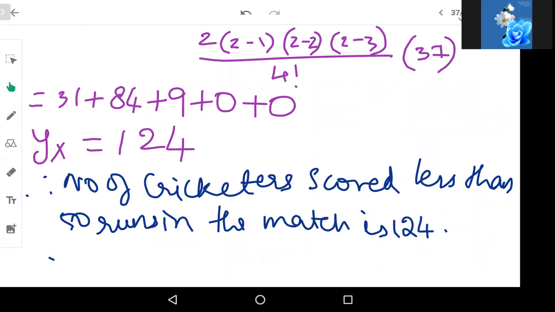Is it clear? Did you understand how to solve it? Any doubts in this problem? Guys, don't reply to the host, reply to everyone.